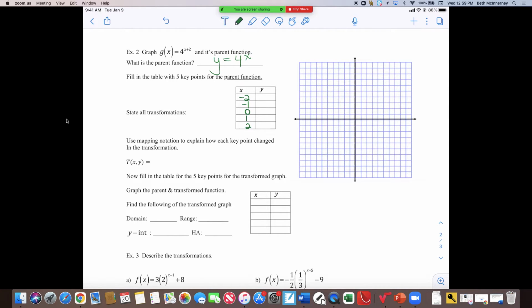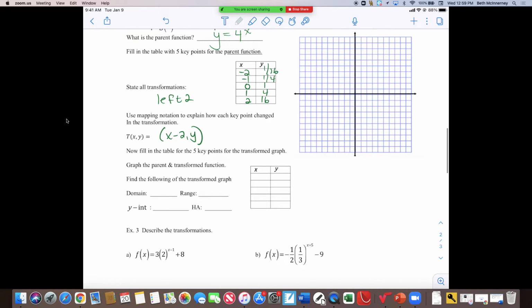All right, I'm going to go ahead and start this one. My parent function is y equals 4 to the x. Then I'm going to plug in negative 2 to 2. This is going to be left 2. So then that's x minus 2 comma y. So that's negative 4, negative 3, negative 2, negative 1, 0. But then my y values stay the same.